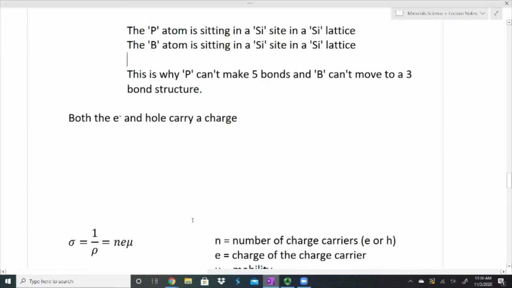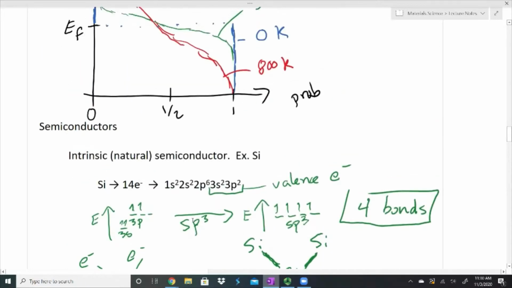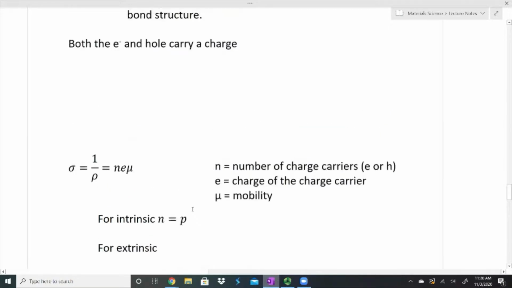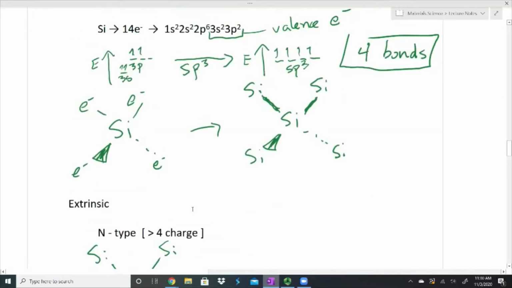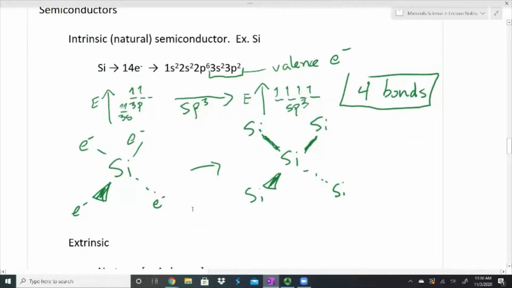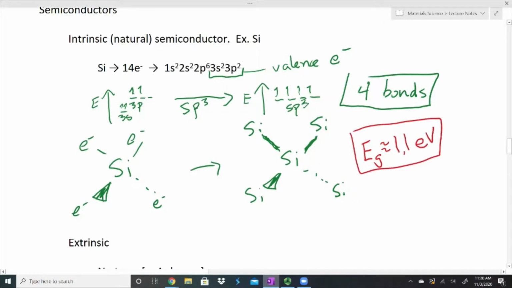All right, so it is important to note that the electron and the hole both carry a charge. We call both of those charge carriers. One thing I think I did not put up here, I want to put up just so that you have it. This is our intrinsic semiconductor, our natural semiconductor of silicon. I just wanted to put that the band gap for this is approximately 1.1 electron volts. So that does fall within our range of being considered a semiconductor.